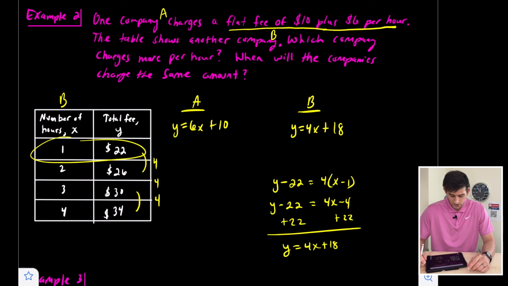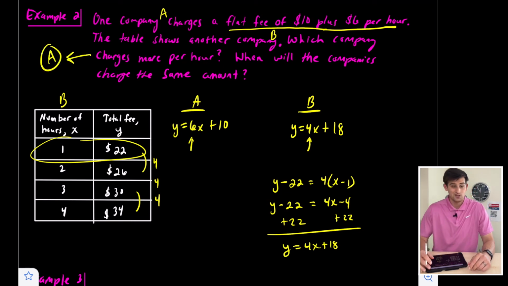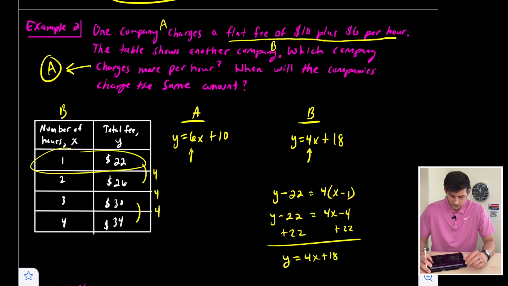So the first one says, which company charges more per hour? Well, if we notice here we have 6 and here we have 4. So more per hour is going to be company A, because they charge $6 per hour, whereas company B is only $4 per hour.